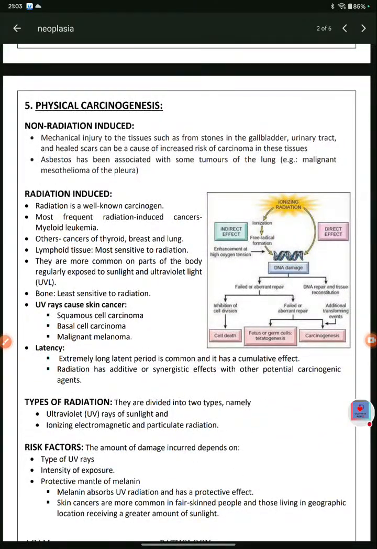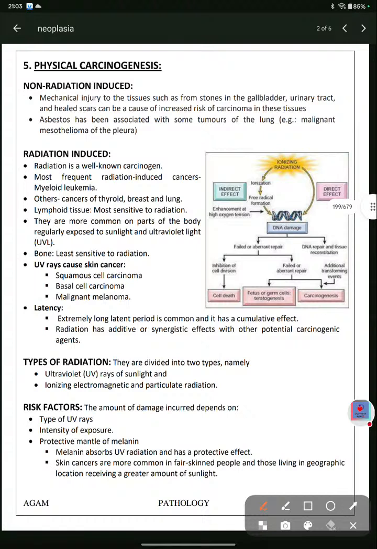Okay, about physical carcinogens. Physical carcinogens are non-radiation and radiation based. Non-radiation: mechanical injury, stones in the gallbladder and urinary tract, healed scars, carry a risk of carcinoma. Asbestos has been associated with some tumors of the lungs and malignant mesothelioma of the dura.